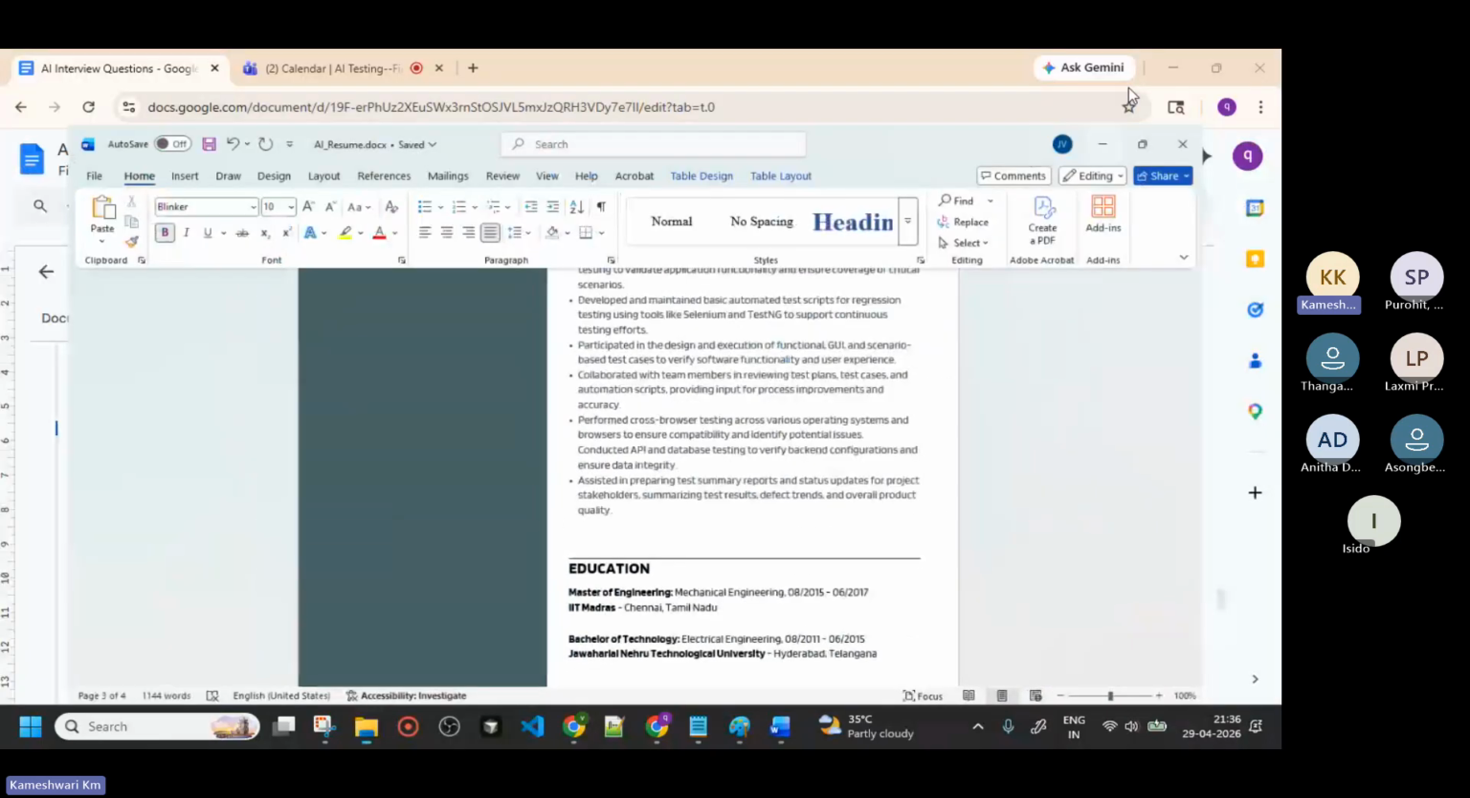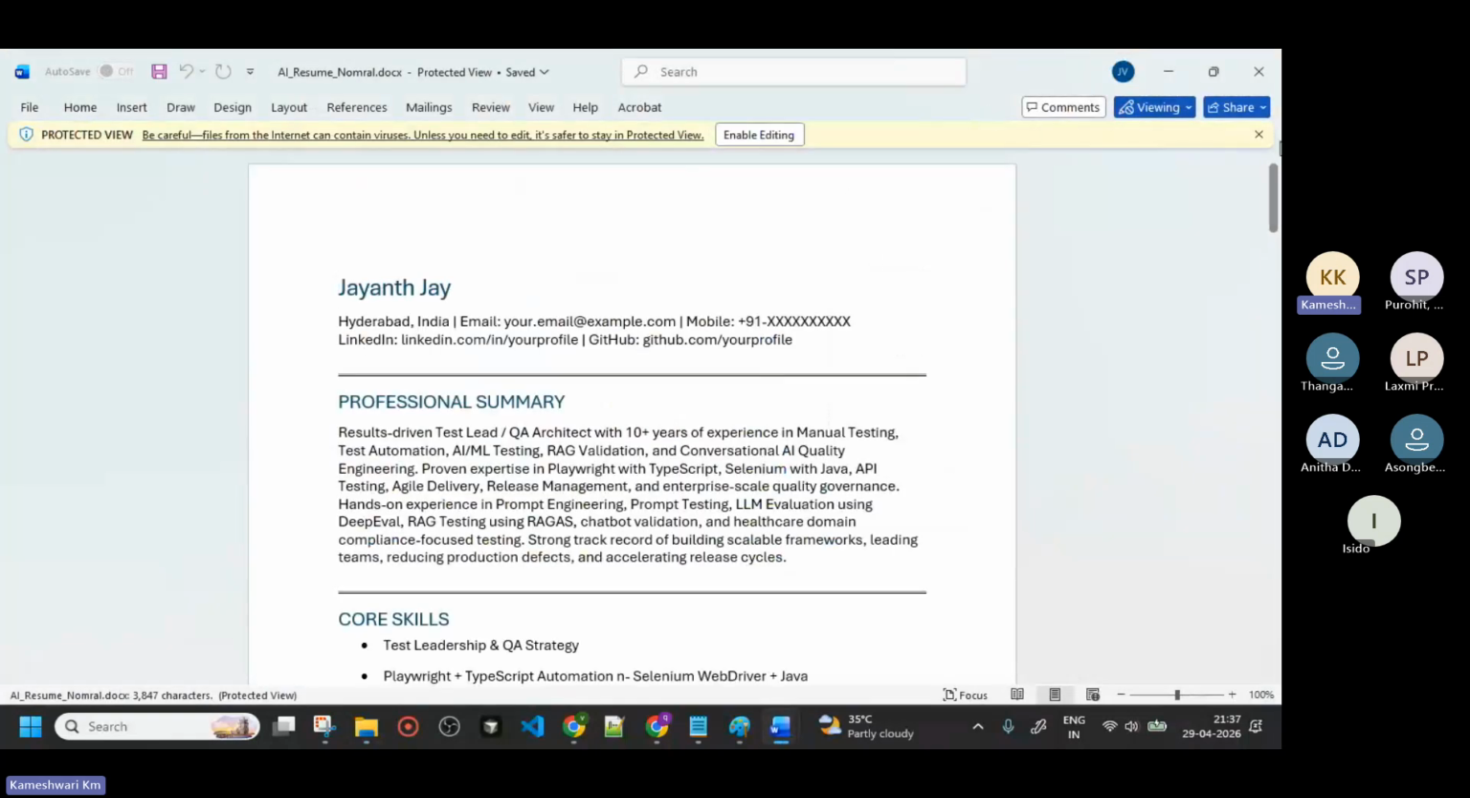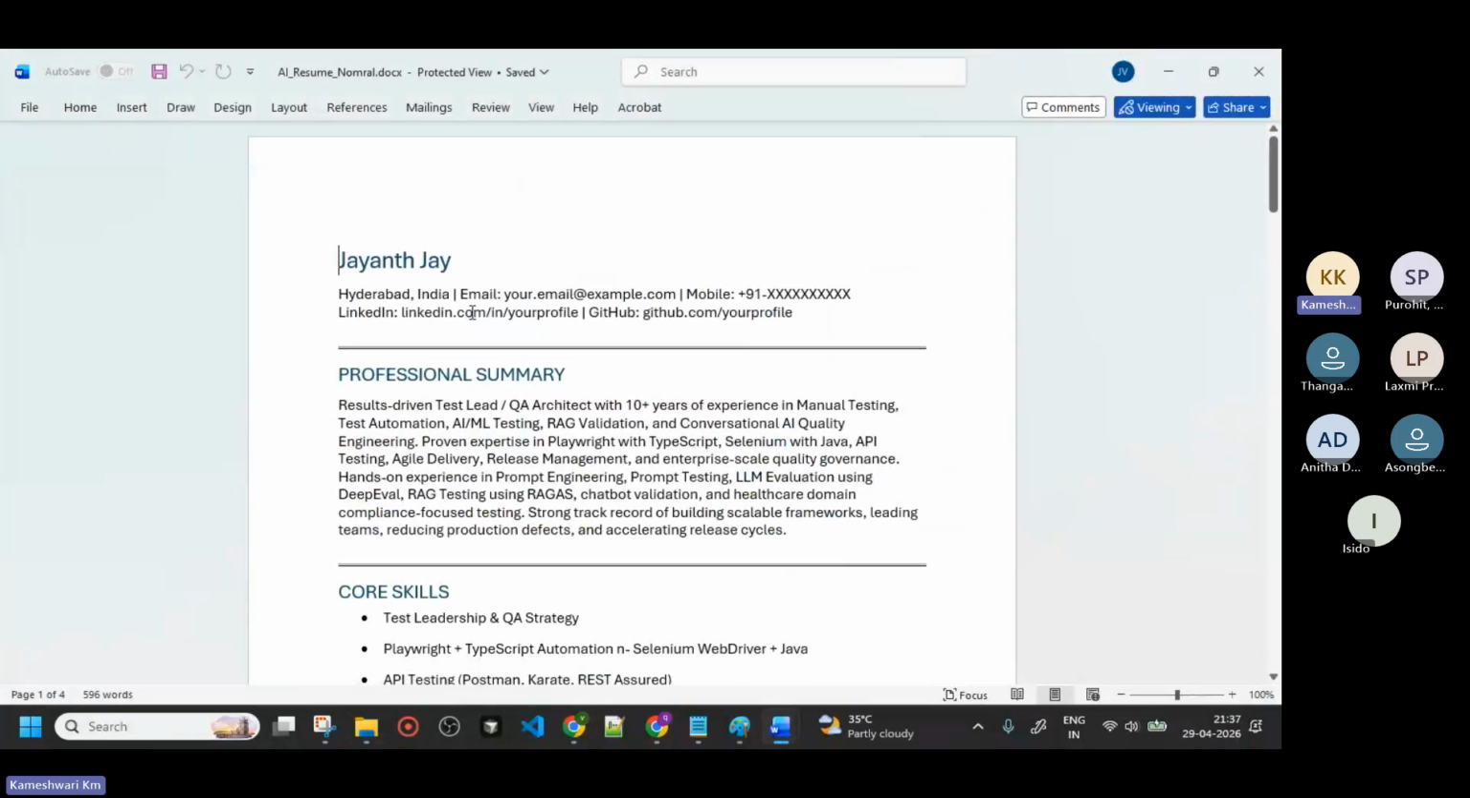The second one is mostly designed from my side, like it's a replica of my resume. So mostly you can see what exactly I have designed in the rank: results-driven test lead architect with 10 years of experience in manual testing, test automation, AI/ML testing, RAG validation, and conversational AI quality.